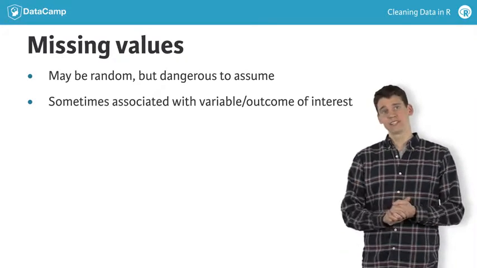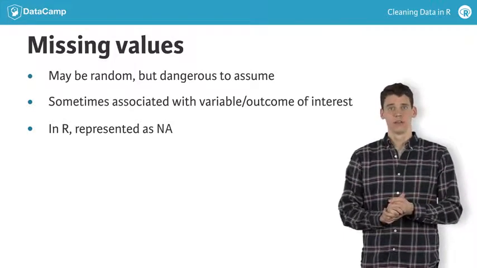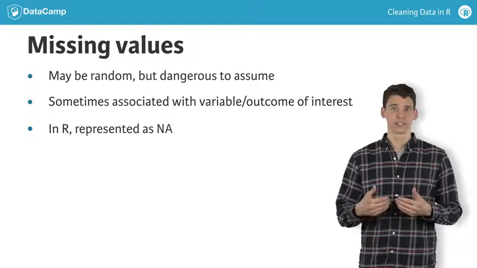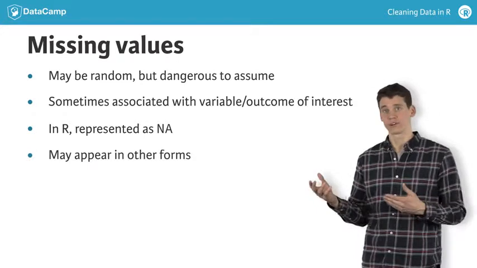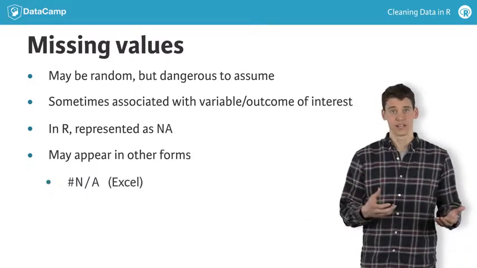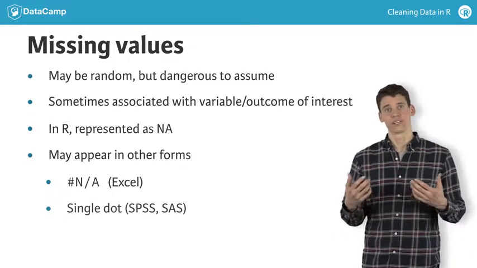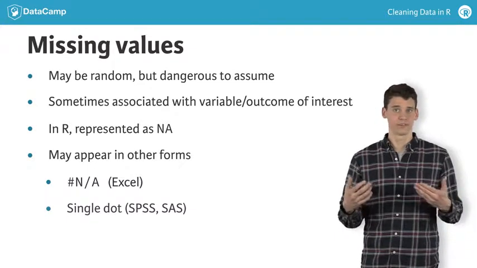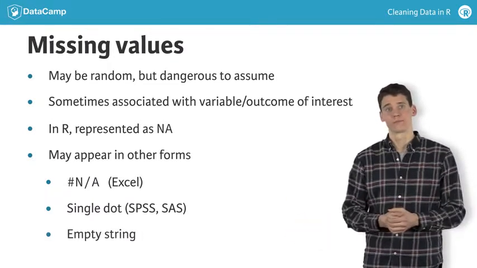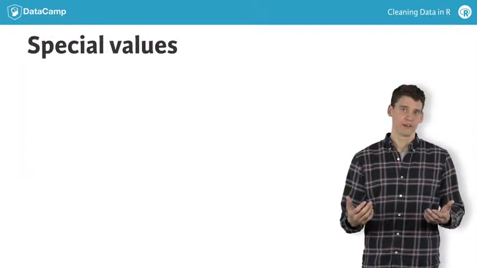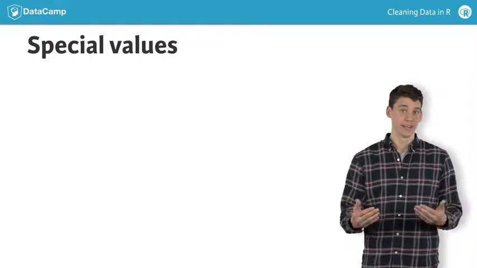In R, missing data are represented with NA, which stands for not available. But you have to be careful because they may appear in many other forms if, for example, your data are imported from other sources like Excel, SPSS, or SAS. This means you'll need to search the data very carefully for these different symbols, in addition to watching out for the empty string. There are a couple of special values in R to watch out for as well, although they're generally less common than NA.